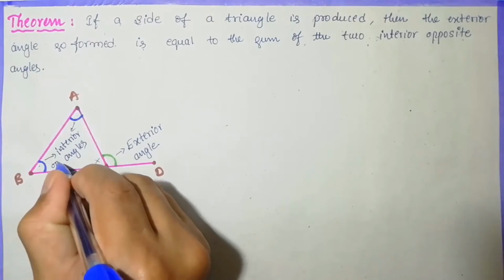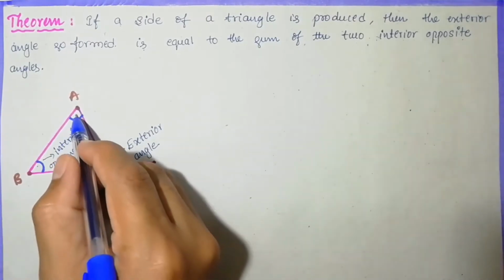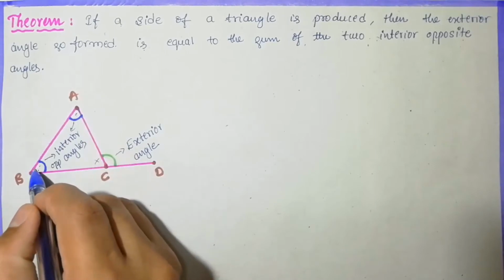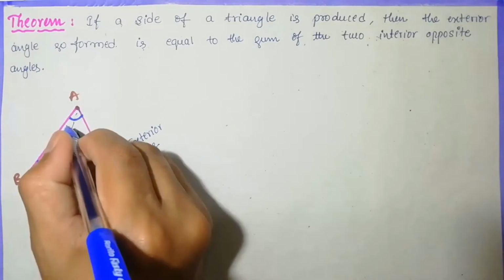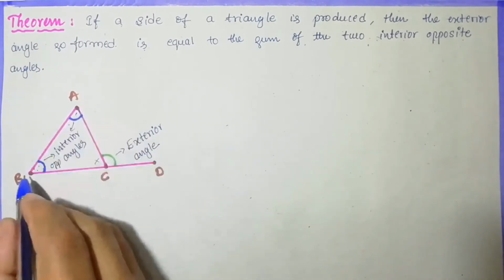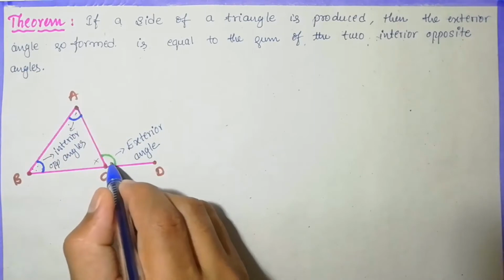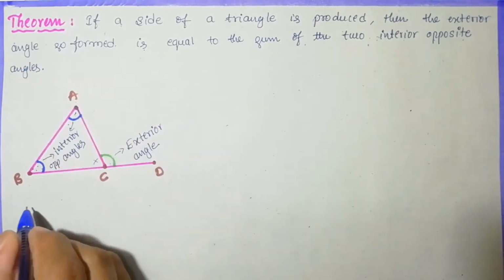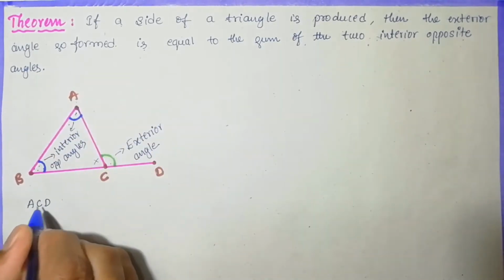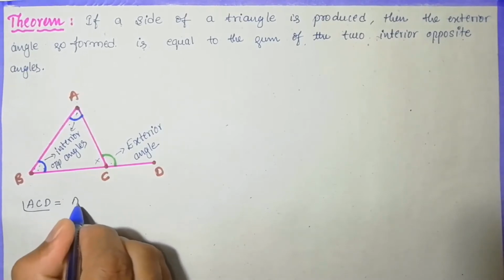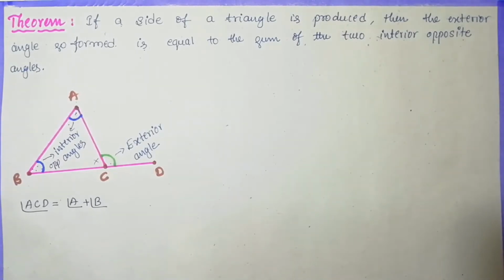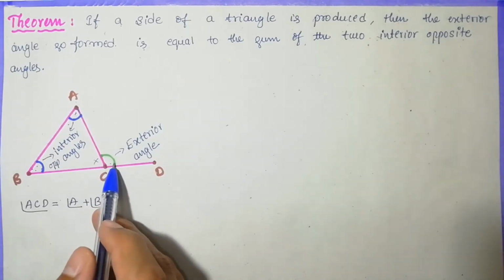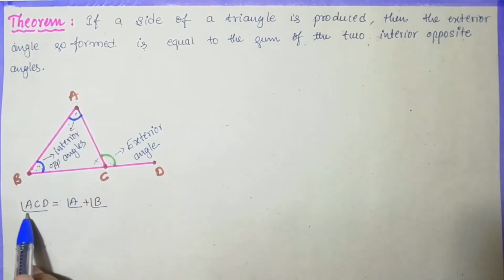Okay, interior opposite angles. If you take the sum of these two angles, this sum is equal to the exterior angle. Let us suppose you consider this one as angle A, this one as angle B, and this one as angle ACD. Now we can write it like this: angle ACD is equal to angle A plus angle B. Okay, I think the statement is very clear for you. Exterior angle is equal to the sum of interior opposite angles.